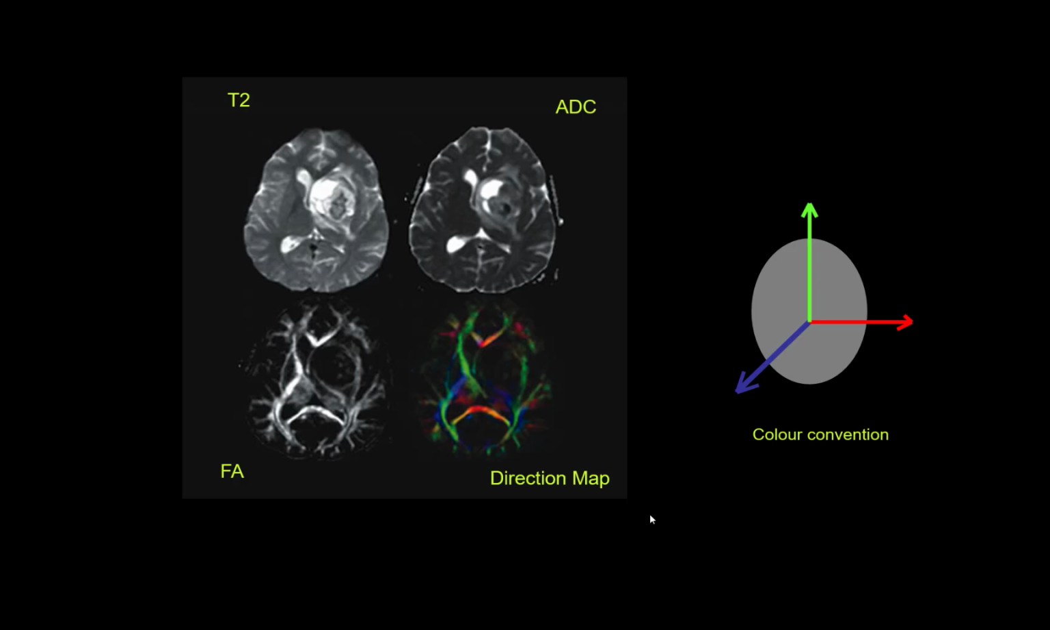You may also see FA images presented with the directional information superimposed in the form of a color map like this, where the color convention is as shown and the dominant direction of the anisotropy will be shown in red, green, or blue.